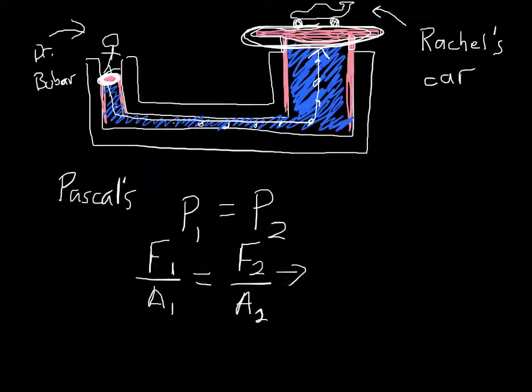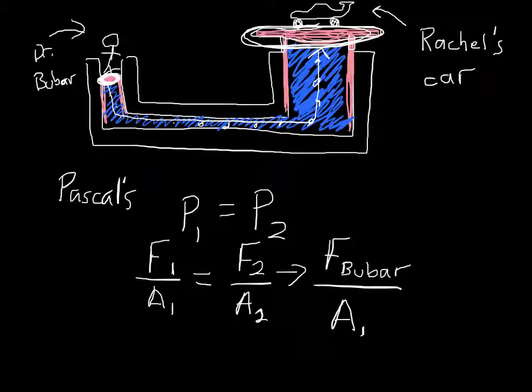In this example that we have, force 1 is going to be the force that Dr. Bubar exerts by standing on a plate. So that's going to be Dr. Bubar's weight divided by the area of this plate. So it's got a very small area. So this can give us a big difference in force in this fraction.